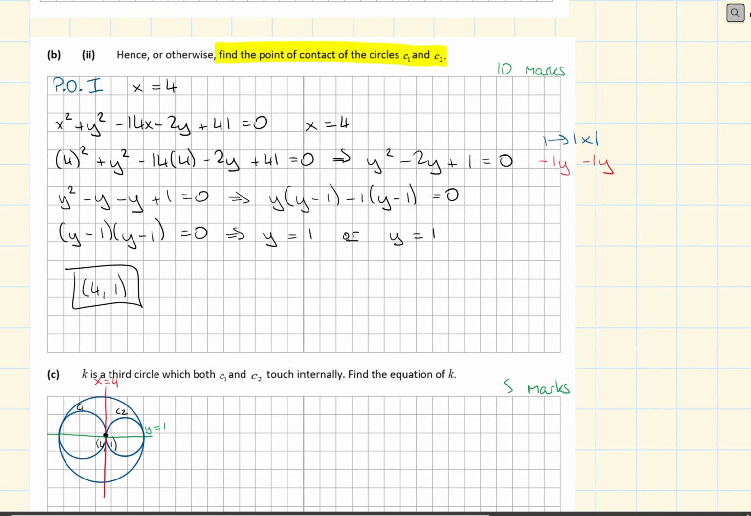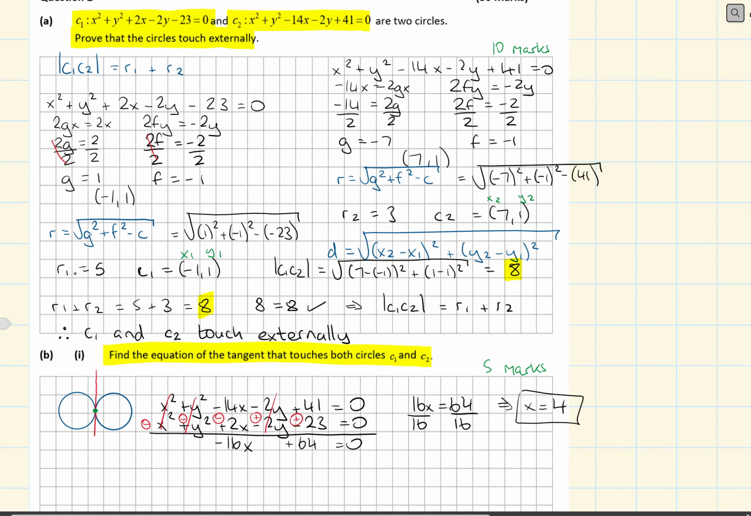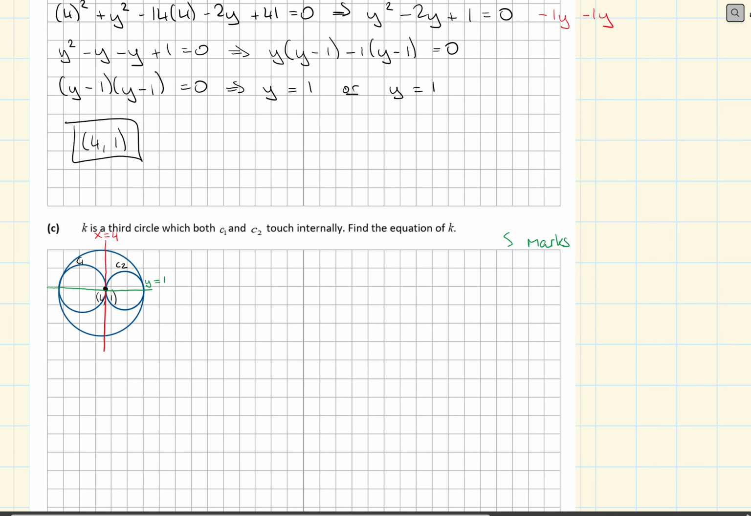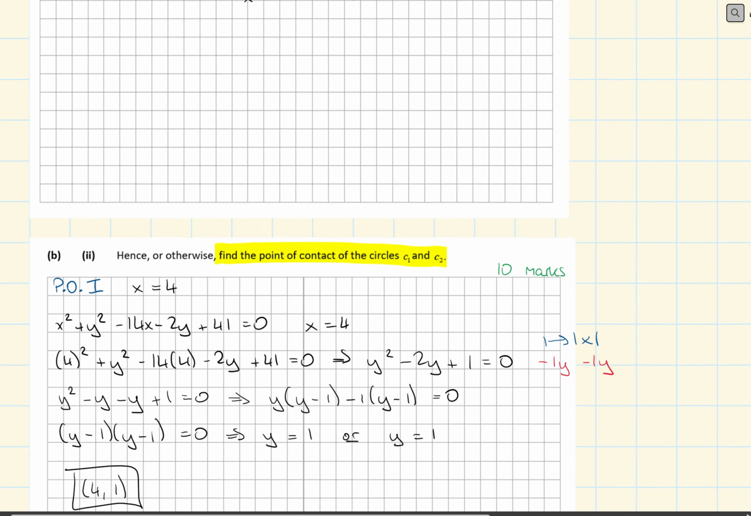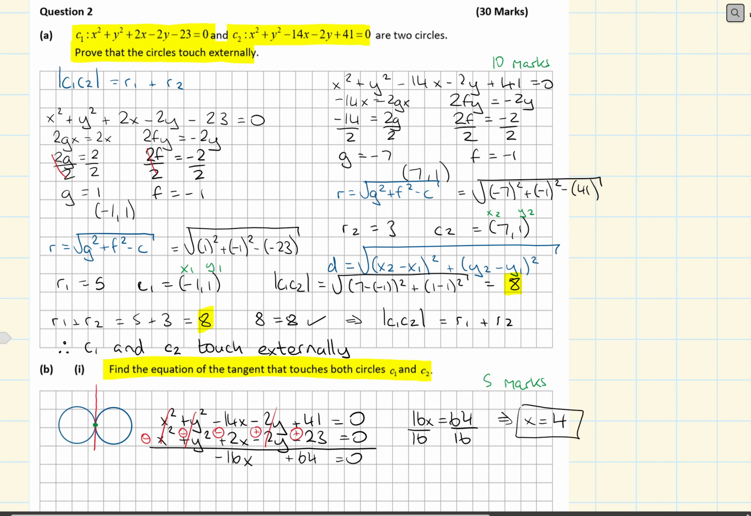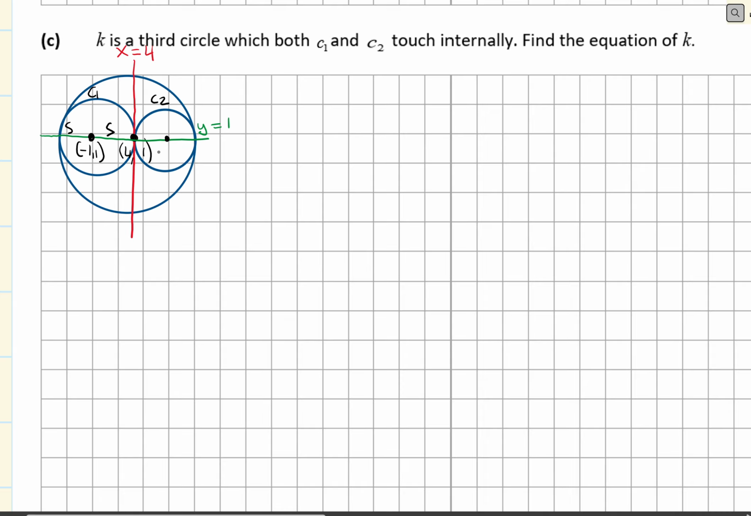back to part 1. We knew for circle 1, the radius was 5, the center was (-1, 1). So we can mark that in. Radius is 5, so radius there is 5. And then for circle 2, we had a radius of 3 and the center is (7, 1), and a radius of 3.